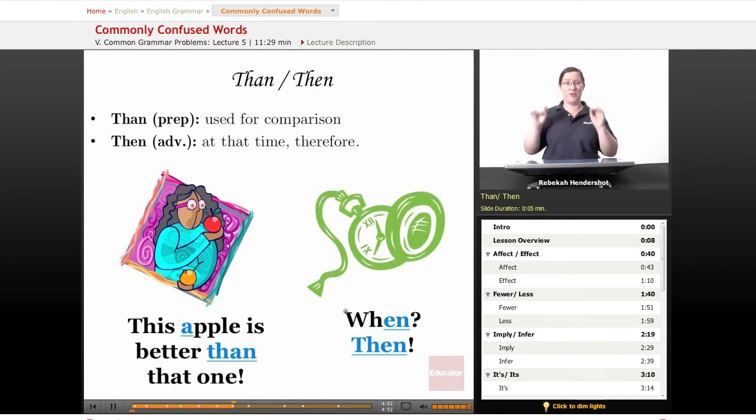All right, than versus then. I see this misused all the time, especially on the internet. Than, with an A, is a preposition that's used for comparisons. Then is an adverb which means at that time or therefore.